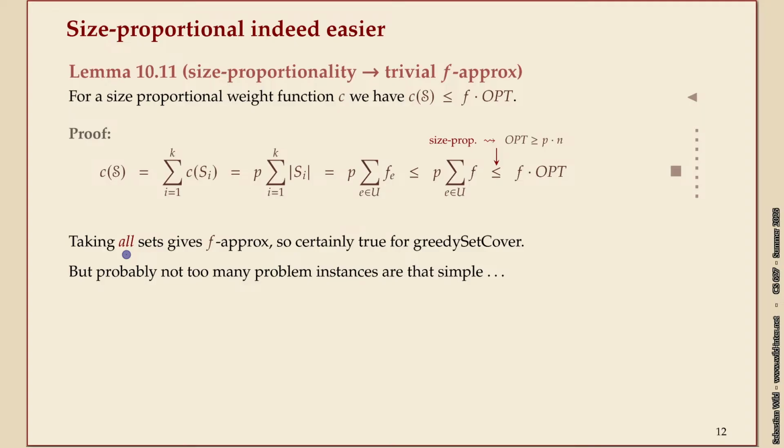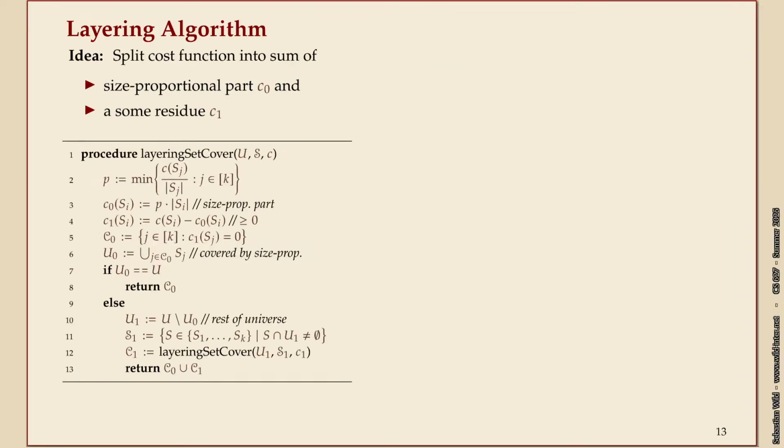the algorithm is super boring, and it seems that maybe this is too restrictive now. Requiring that an input has a size proportional cost function is maybe overshooting a bit. But we can still turn this into an algorithm by just forcing the cost to be size proportional. And the idea here is what's then called a layering algorithm. We basically pick the smallest proportionality constant to have a cost that is size proportional.